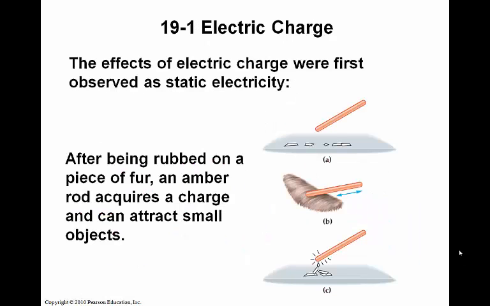The effects of electric charge were first observed as static electricity by Ben Franklin. After being rubbed on a piece of fur, an amber rod acquired a charge that would attract small objects like pieces of paper. Ben Franklin was very curious about this, so he designed a few experiments.